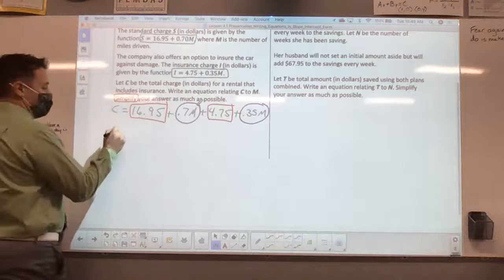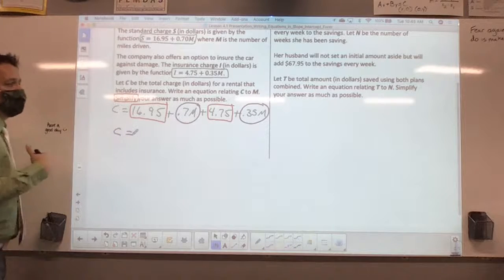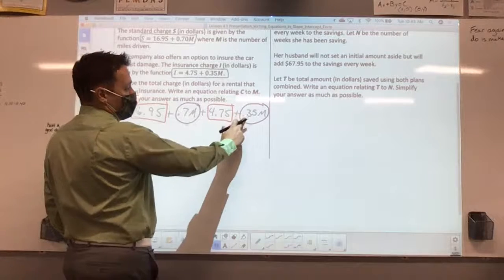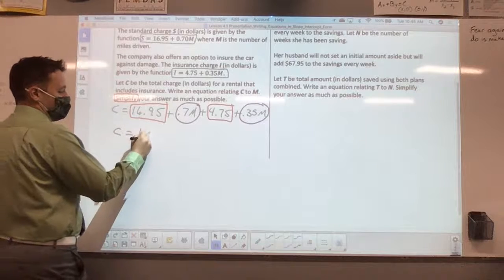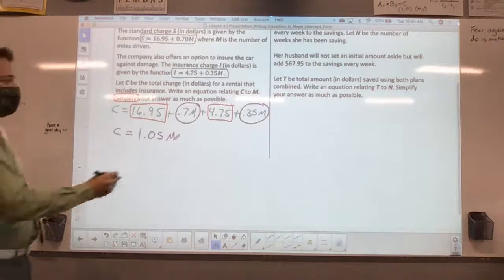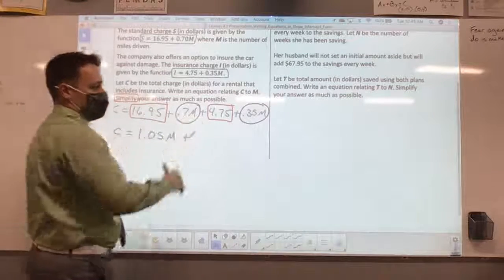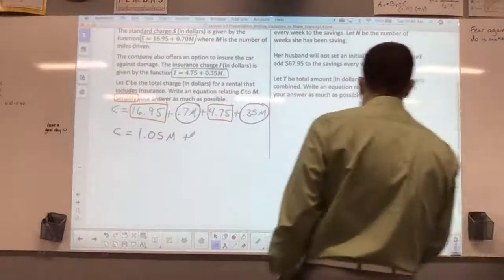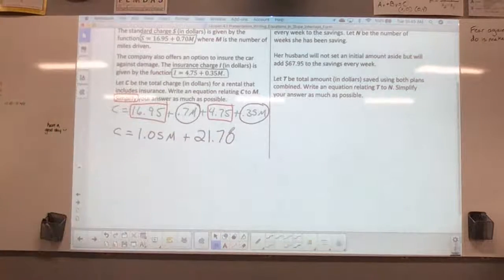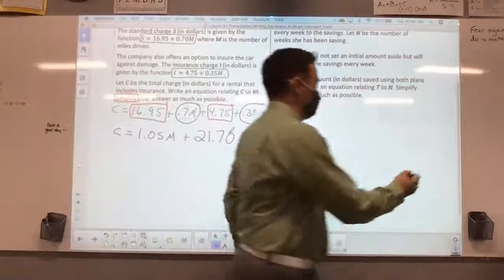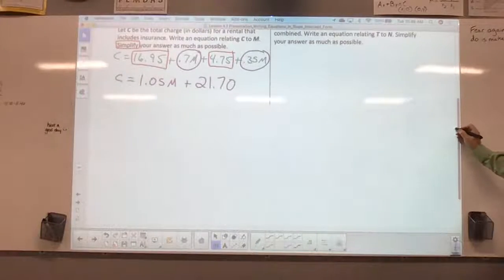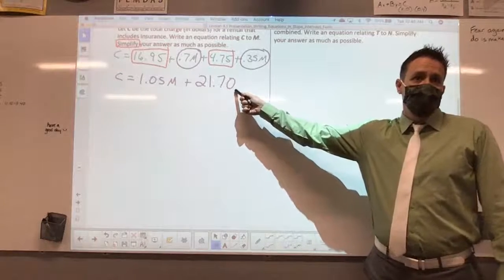So for example, your homework would be C equals. Try to always put the variable first, okay? So on this, it'd be 0.7M plus 0.35M, so it ended up to be $1.05M, right? And then it would be plus, and you add these two numbers in a calculator, and you'd end up with 21.70. And that's it. You're done. What I want you to understand is when it comes to this equation right here, that's all you're doing, is writing the equation down.